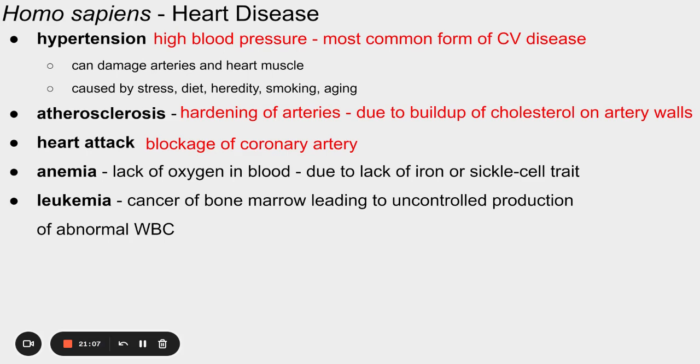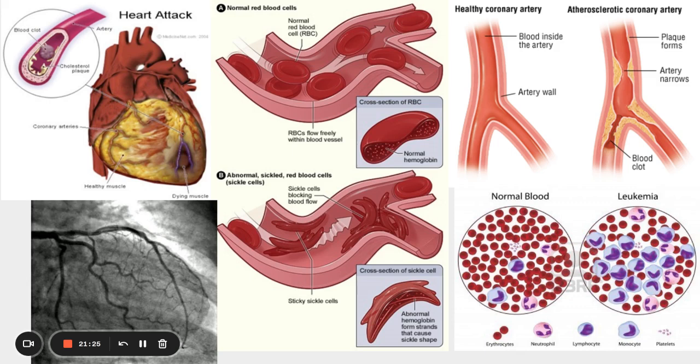All right. Leukemia is a cancer in the bone marrow. Remember, our bone marrow is where our blood cells are created, and so cancer of the bone marrow can lead to issues with our white blood cells as well.